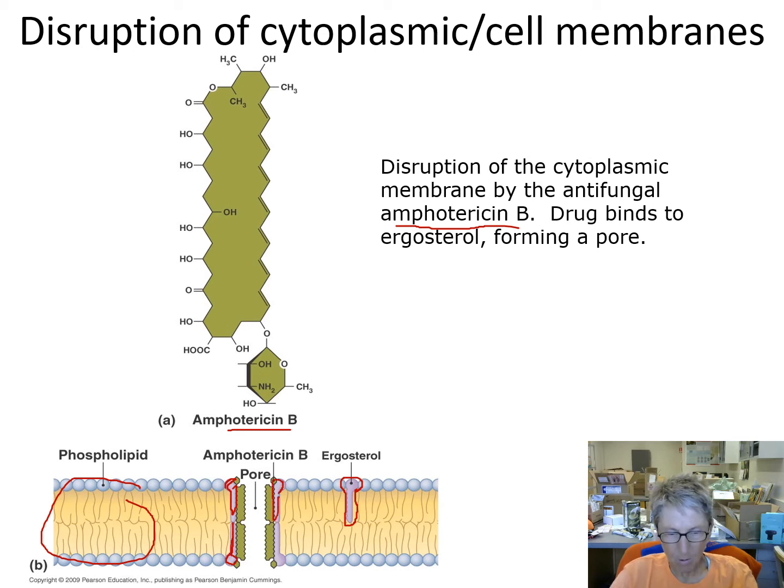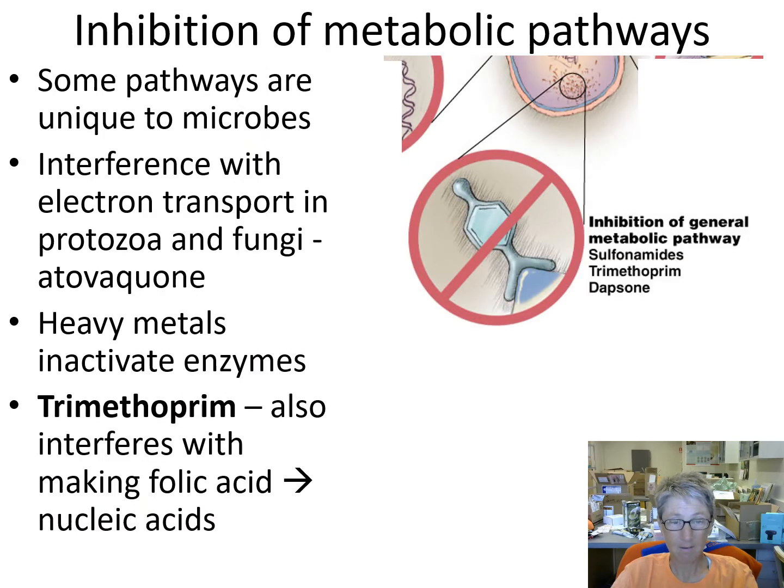These purple things are ergosterol, and then amphotericin can insert itself here and create a pore, and then once you have a pore into the cell, the cell can lyse, and then it dies.